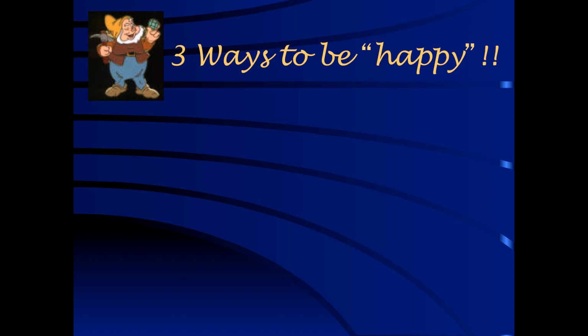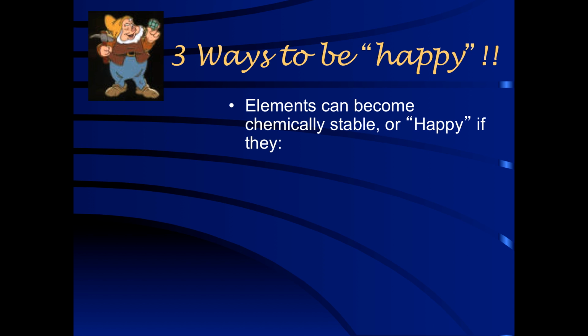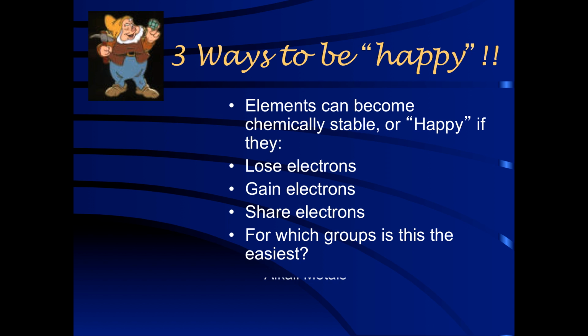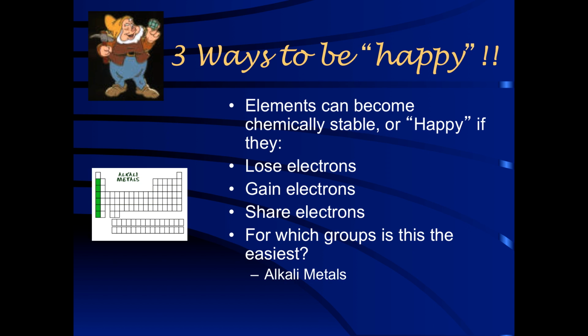So let's talk about how other atoms can get happy. Well, there are basically 3 things they can do to become more stable, or to become happy. They can lose electrons or gain electrons, or they can share electrons. When we look at the periodic table, there are 2 groups where it's really easy for them to especially lose and gain electrons. The alkali metals, on the far left side, are one of them.